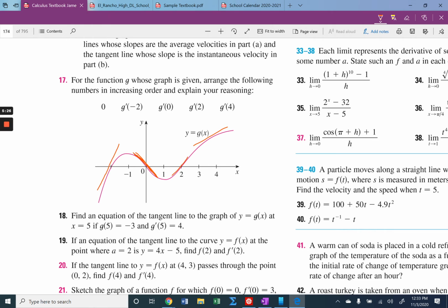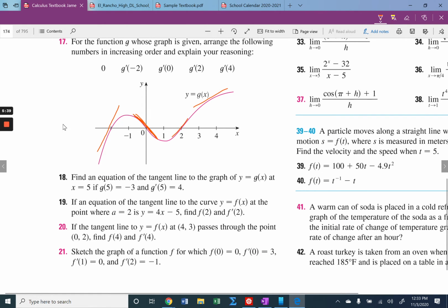it's going to be positive. Is it larger or smaller than g prime of negative 2? Is it larger or smaller than g prime of 2? That's it. Just that, because we already know where g prime of 0 sits. So that's what you've got to do. Just put them in the right order based on an approximation for how their slopes compare.